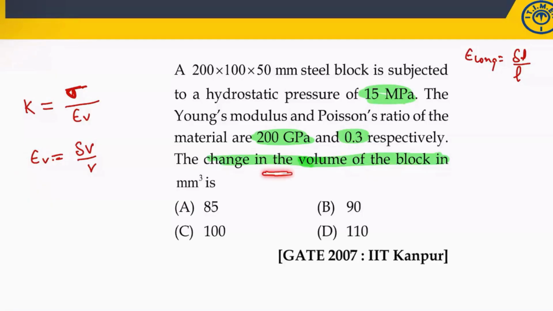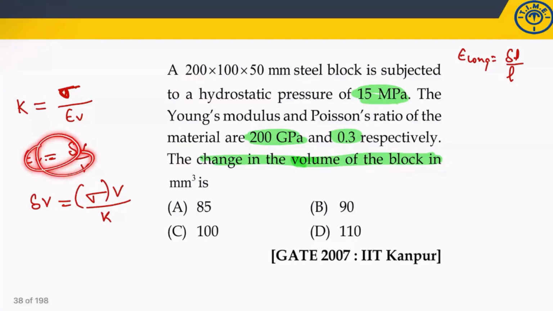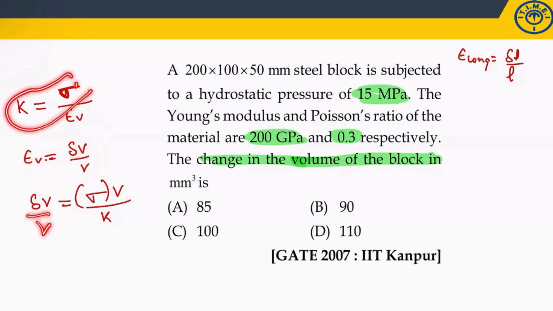And what you have to calculate? Change in volume. So can I write from this one, change in volume is sigma into V divided by K. Okay, what I have done? I just kept this particular value here. So delta V by V is equal to sigma by K. Then V I have multiplied here. Now you have to calculate this value.